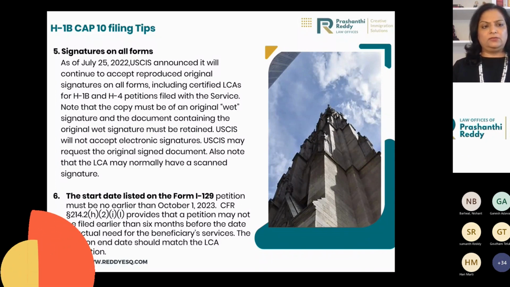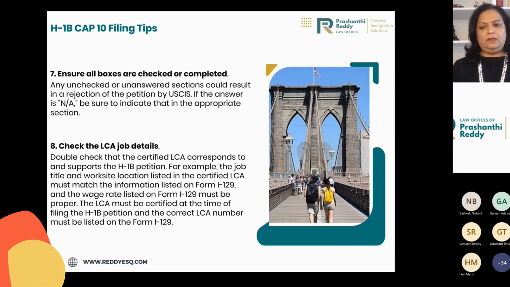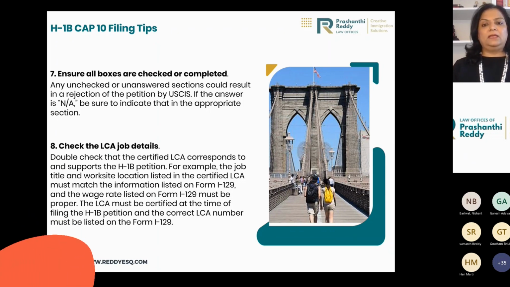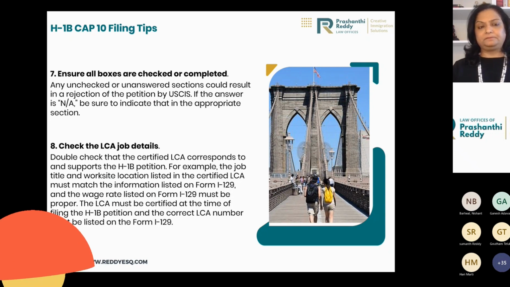Now let's go, Vishal, to number 7. This is pretty, it's a no-brainer. You have to make sure that all the boxes are checked and completed. If you do not mark, for example, on the second page of the H1-B petition, you have type of petition. Is it an extension? Is it an amendment? Consular processing? If you leave that blank, the entire petition will come back. So there's some tick marks that are extremely important.